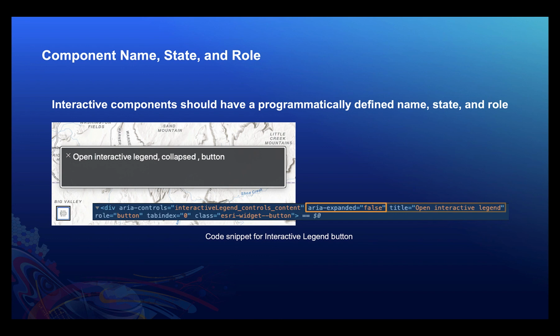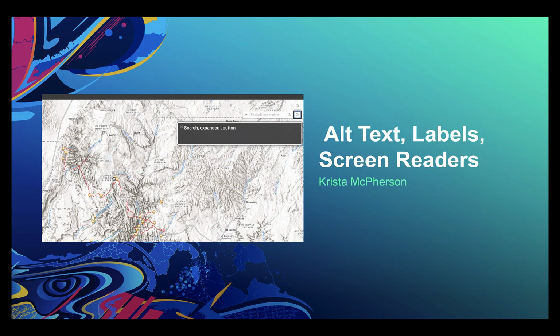In this example, the ARIA expanded value is false, meaning that the element is currently collapsed but could be expanded upon interaction. The role label indicates that this is a button, which informs the screen reader user what types of interactions are allowed. We will explore this further in the following demo.